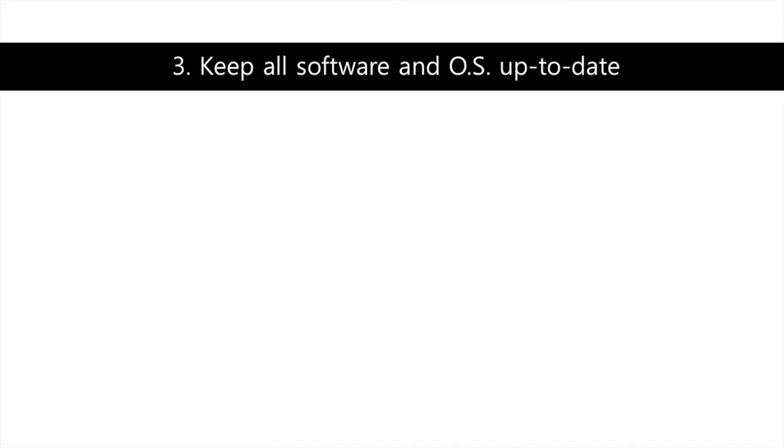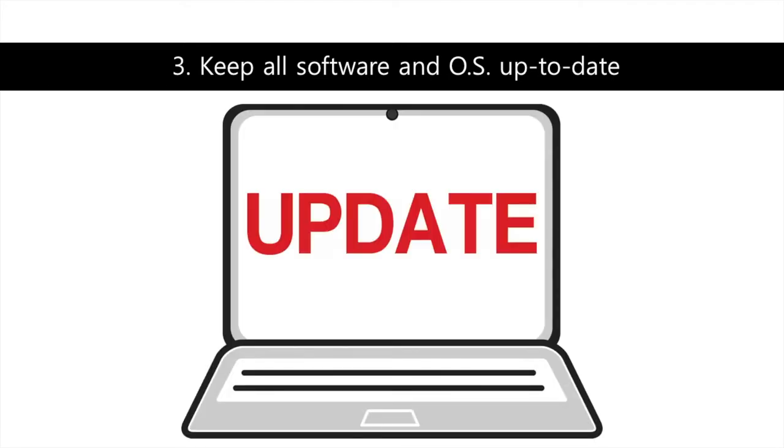3. Keep all software and operating systems up to date. Make sure your software is always up to date. If you are a Windows user, upgrade it to the latest version. This helps to protect your computer from malware such as ransomware.